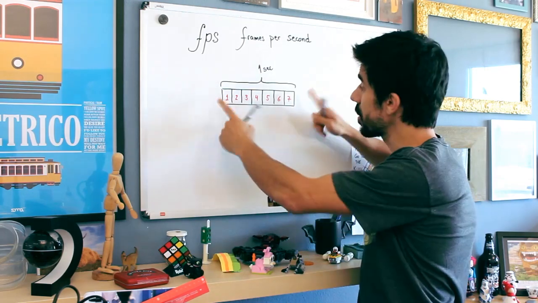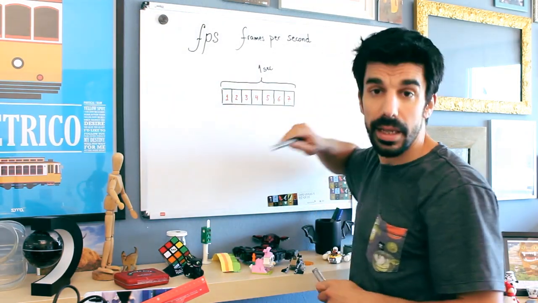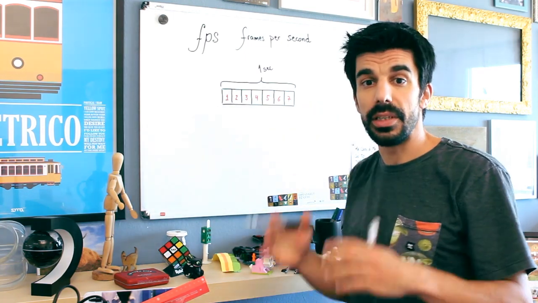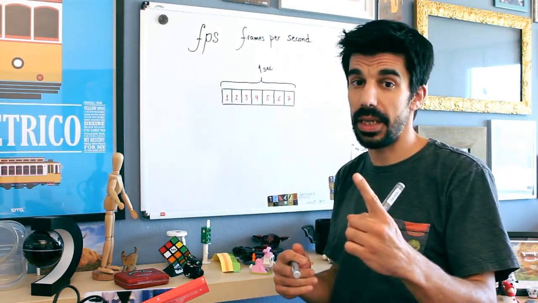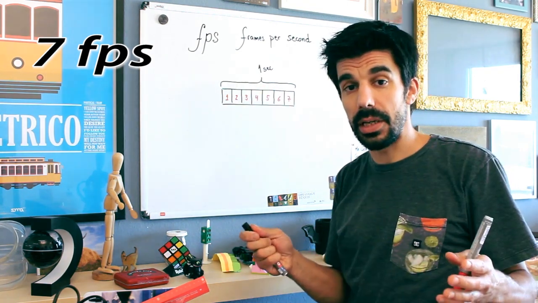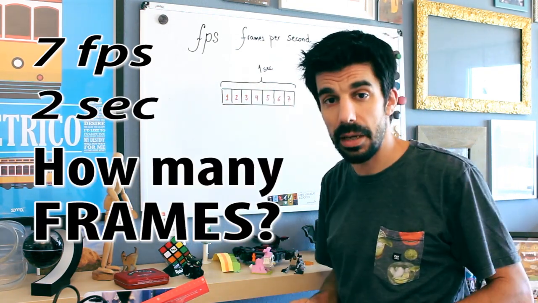So imagine 1 second. This means that I had to create 1, 2, 3, 4, 5, 6, 7 different images just for 1 simple second. If I'm using 7 frames per second and I create an animation of 2 seconds, how many images do I need?